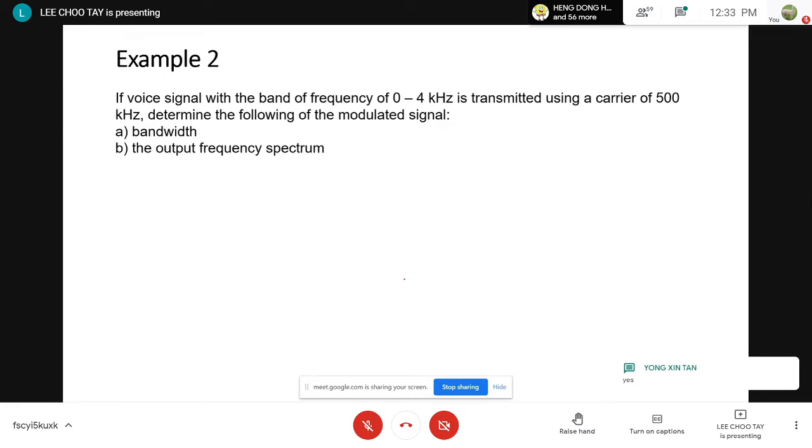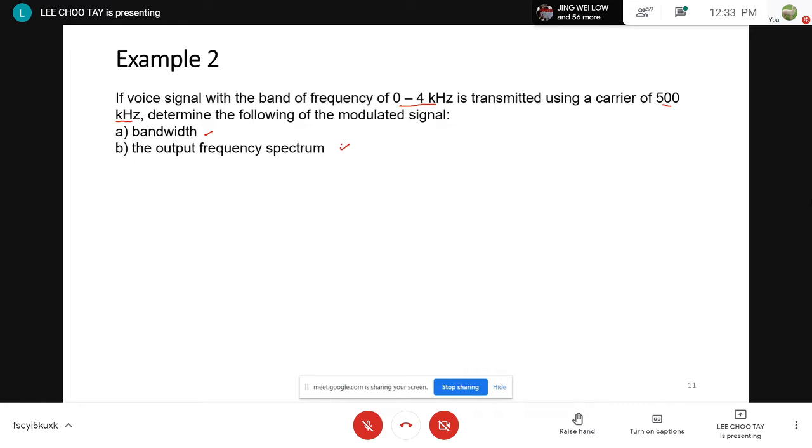So example 2. If I have a voice signal with a band of frequency from 0 to 4 kilohertz, transmitted using a carrier of 500 kilohertz, determine the following of the modulated signal: the bandwidth as well as the output frequency spectrum.